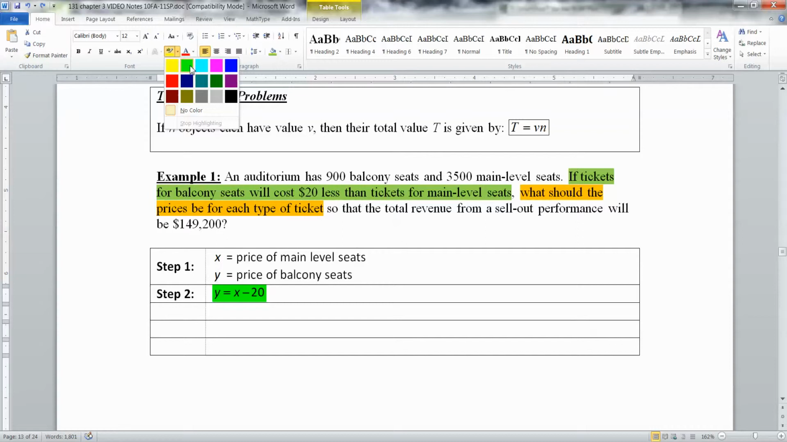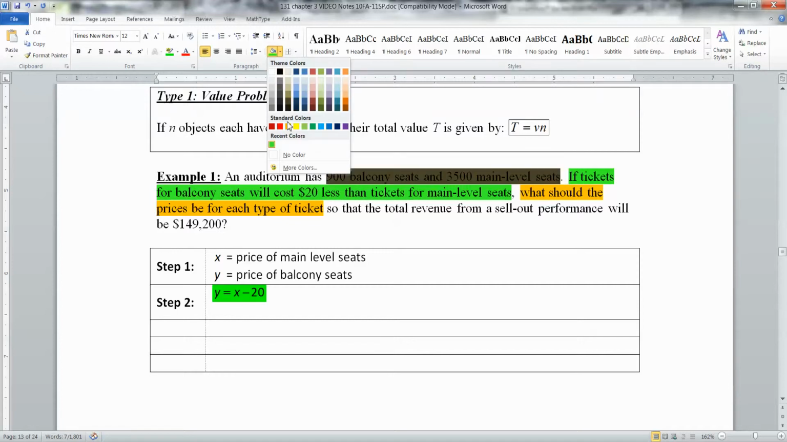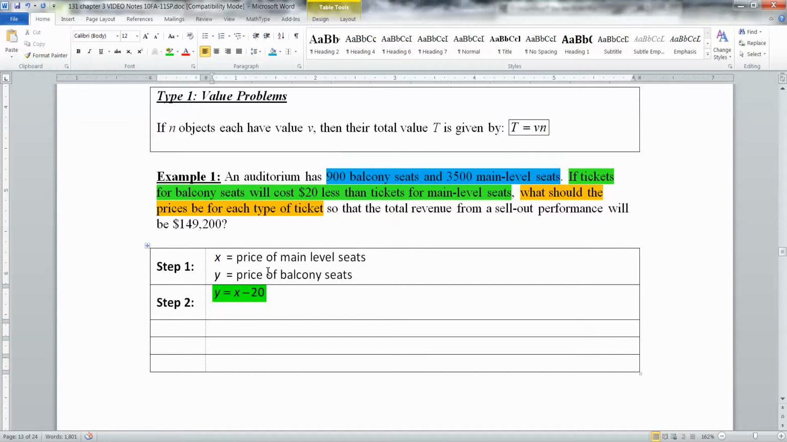All right, then the other phrase. The other bit of information you need is a little bit harder to spot. It says that there's 900 and 3,500. So 900 balcony seats, 3,500 main level seats. So that seems kind of important. But 900 and 3,500 isn't really a question that was asked. It wasn't saying how many seats are there. We know how many seats there are, so that wasn't the problem. The deal is that x and y are price, and the 900 and 3,500 aren't really prices. Except down here it says a sellout performance will be 149,200.